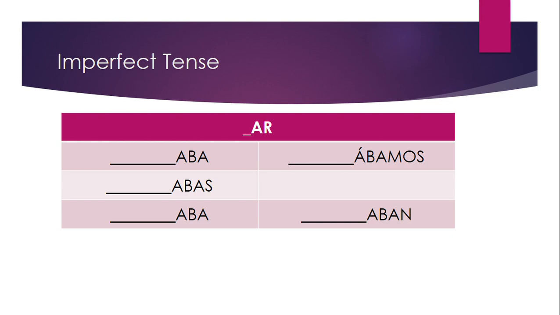Go ahead and take a second to pause the video and write these down. You will need to know these conjugations. With the AR verbs, just like in the other tenses that you all have learned, you're taking off the AR ending and you're adding in these conjugated endings that I have for you here. For the yo form, we have aba, tú, abas, él, ella, usted, aba, nosotros, ábamos con acento, make sure you get the accent mark, and ellos, ellas, ustedes, aban.